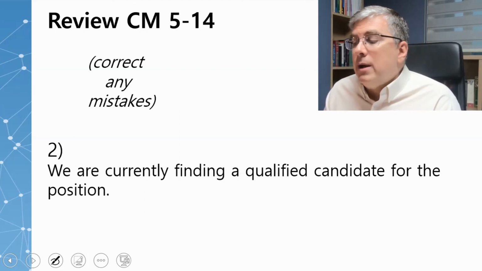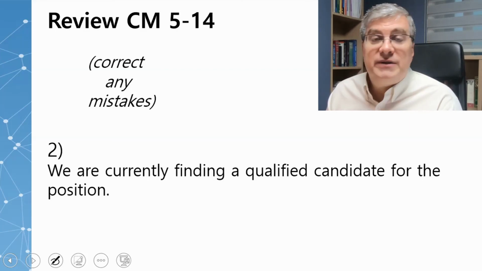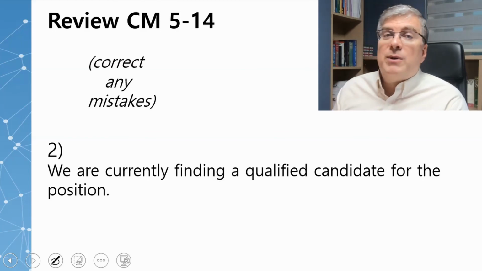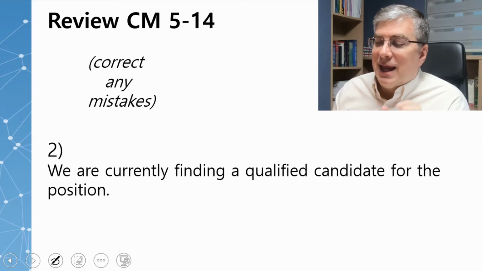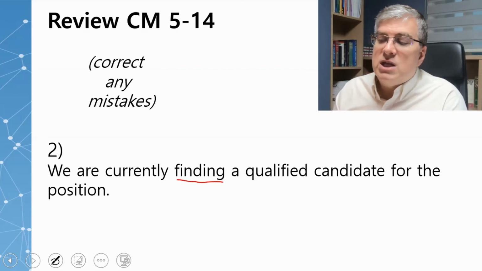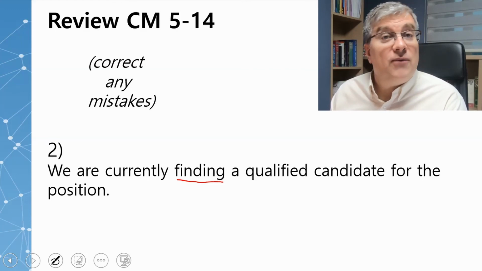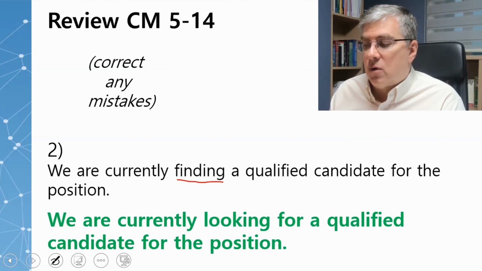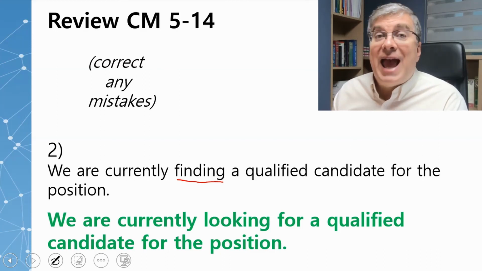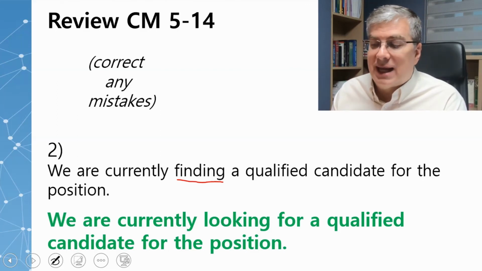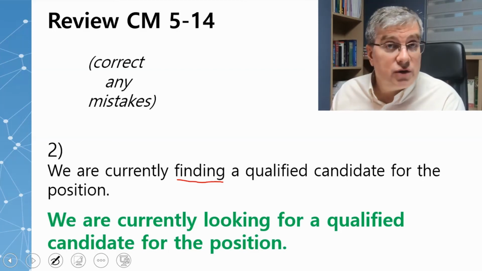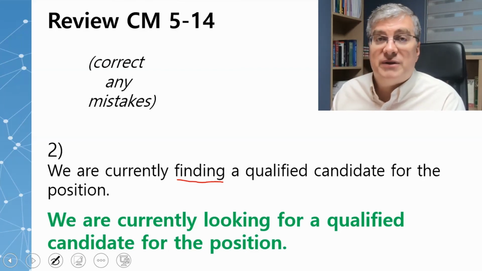Number 2, we are currently finding a qualified candidate for the position. What, if any, mistake can you find in this sentence? Remember when we talked about the Korean verb 찾다, right? And right there, finding. We don't use finding before you have found something. It doesn't really make sense. It should be, we are currently looking for a qualified candidate for the position. After you found the qualified candidate, then you can say find. You can say we found him. But we are finding, that doesn't sound correct. It's better to say we are currently looking for or searching for a qualified candidate for the position.